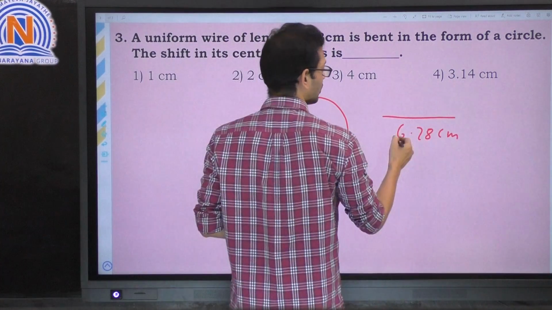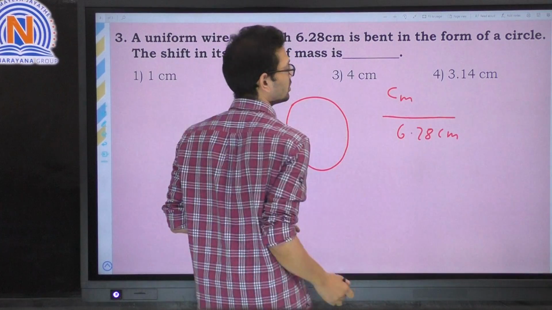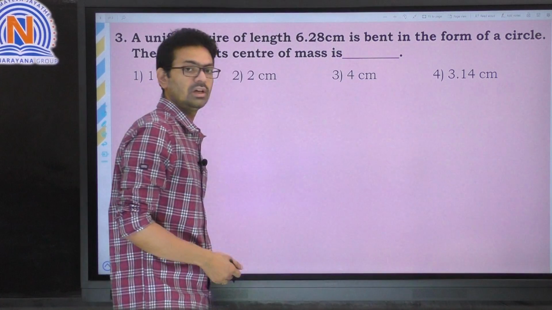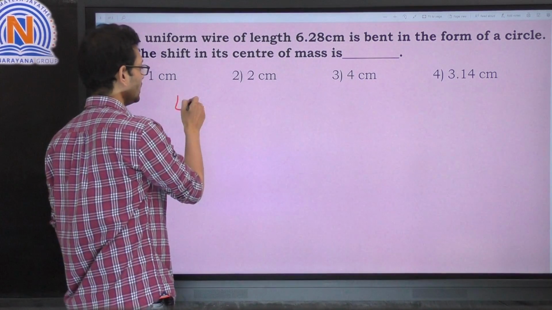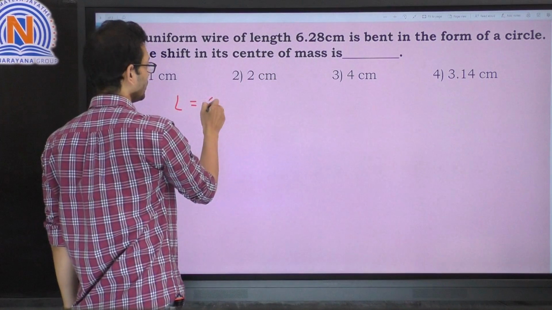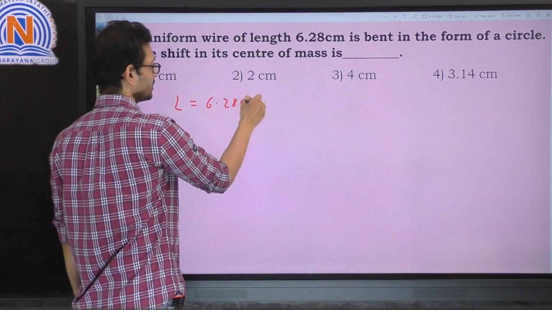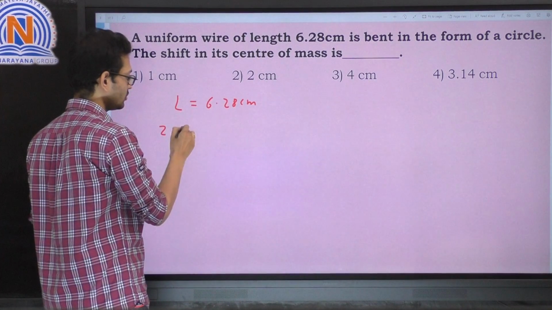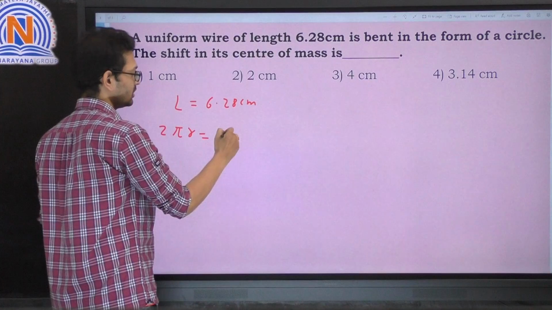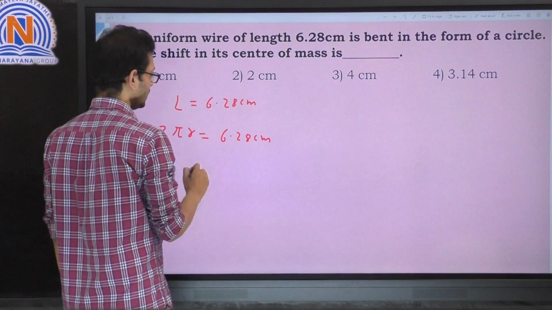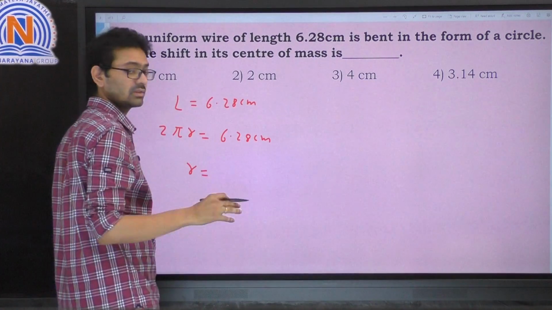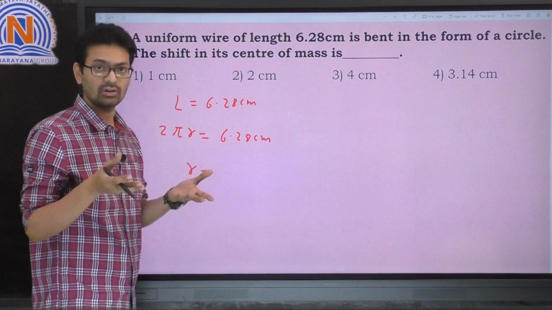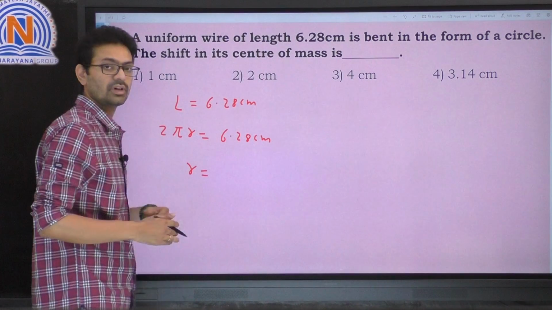Now I want to check how my center of mass is going to change. First of all, the length of the wire is 6.28 centimeters. That means I just twisted that into a circle, so 2 pi r is equal to 6.28 centimeters. From here, if I want to find out the radius, exactly where the center of mass is going to be present in a circle, we all know that.